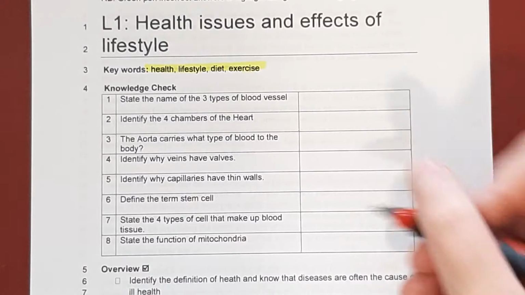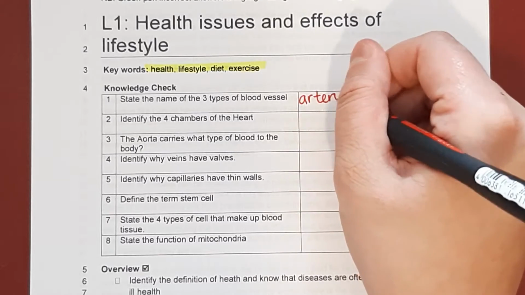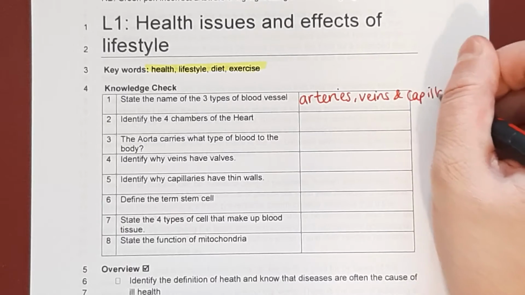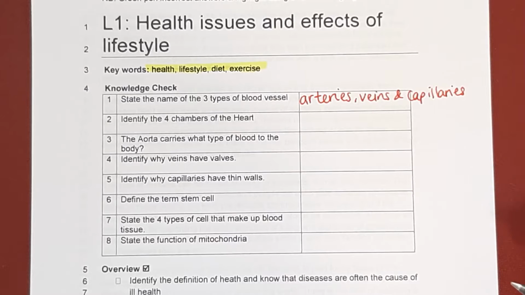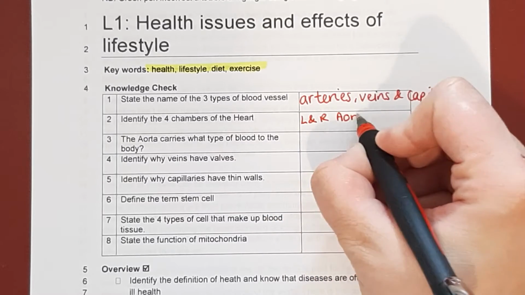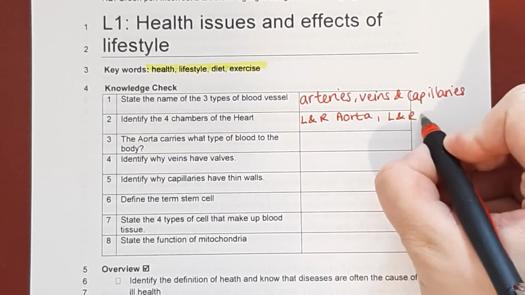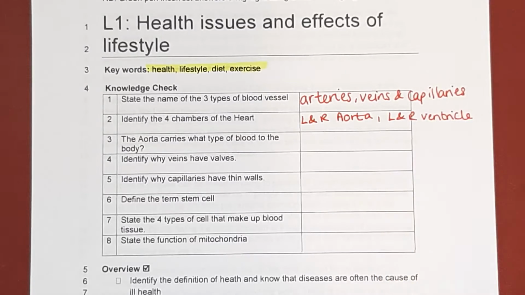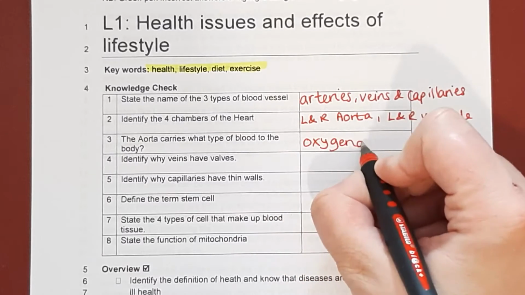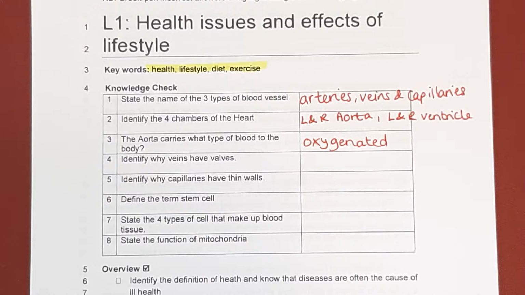So, the 3 types of blood vessel are arteries, veins and capillaries. The 4 chambers of the heart are the left and right atrium and the left and right ventricle. The aorta carries what type of blood to the body? That would be oxygenated blood. Identify why veins have valves. Well, this is to stop the backflow of blood.